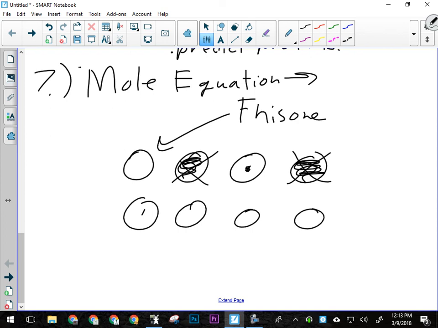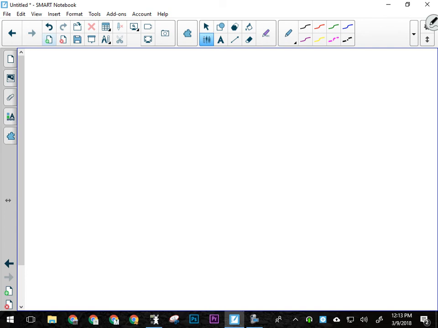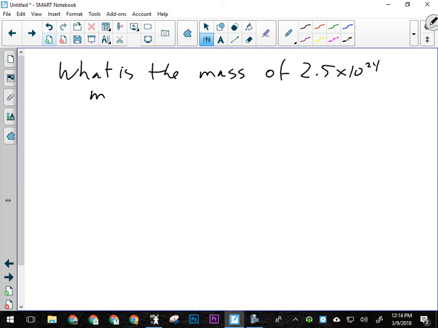How to what? The last one? The one with finding the mass from number of molecules? Yeah, okay. Guys, paying attention here, please. So what's the mass of 2.5 times 10 to the 24 molecules of, let's say, calcium nitrate?